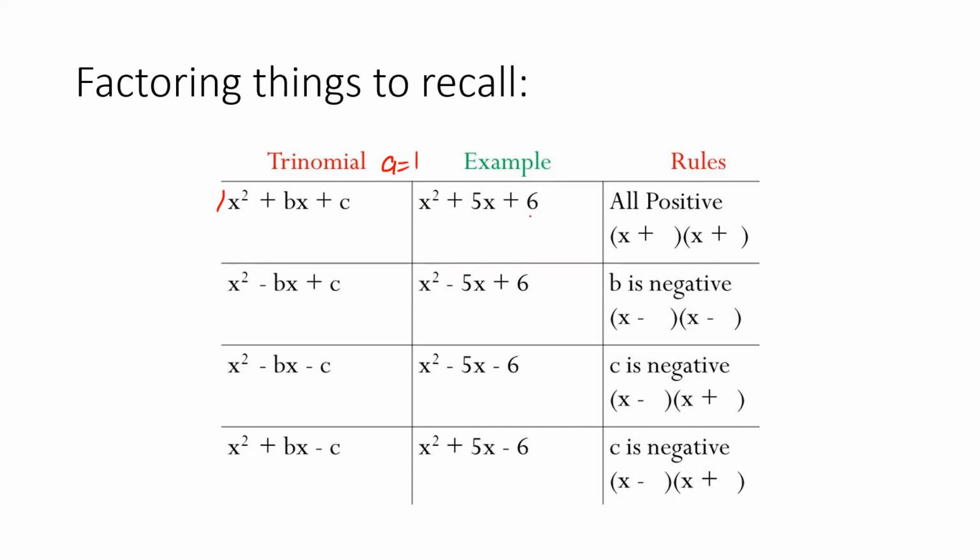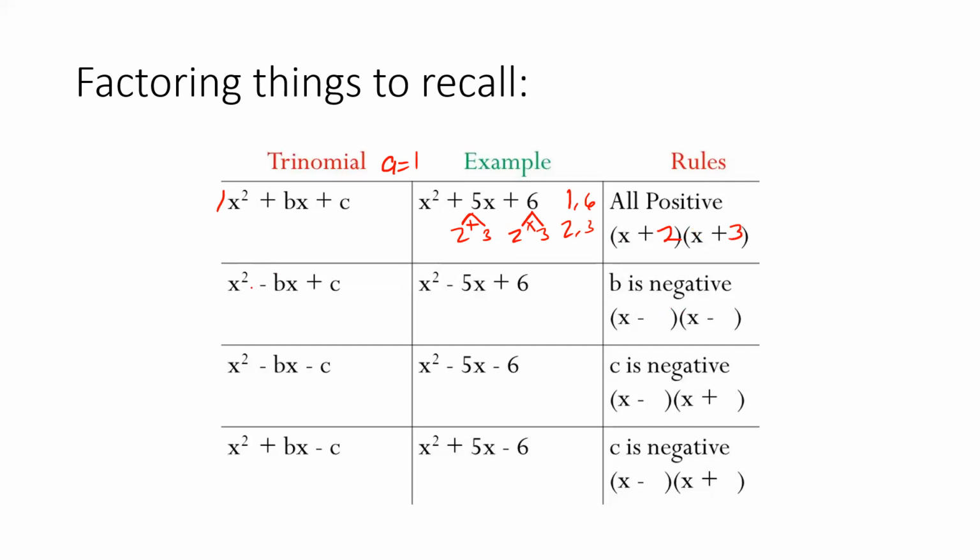And to factor this, we're asking ourselves, what factors of 6, so what multiplies to give me 6, will add to give me 5. So with 6, my factors are 1 and 6, 2 and 3. Out of my two options, the one that would make this a true statement would be 2 and 3. Okay, so notice I used a positive 2 and a positive 3.